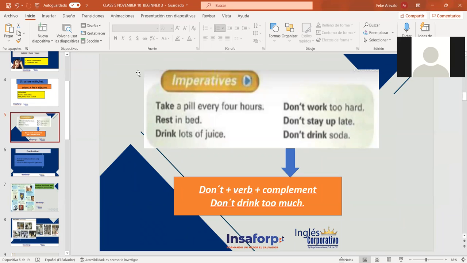Para los participantes del nivel 3 que se van uniendo a la clase, estamos trabajando con imperatives, right? Estamos haciendo solamente dos oraciones. Pueden ser negativas si ustedes gustan o positivas, right? En imperatives. Y aquí están los ejemplos.